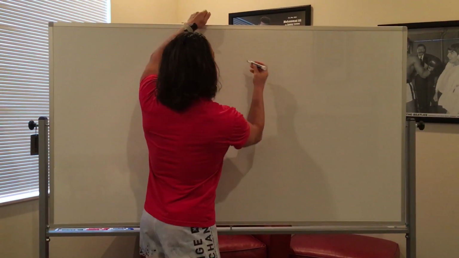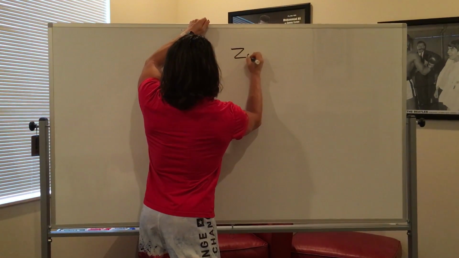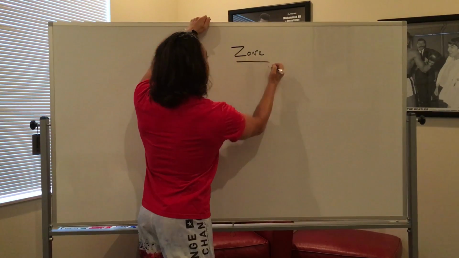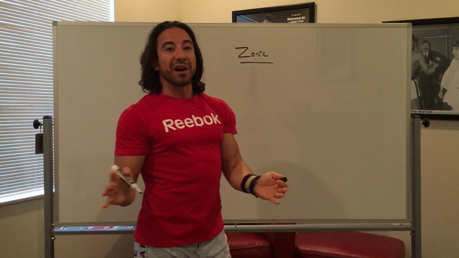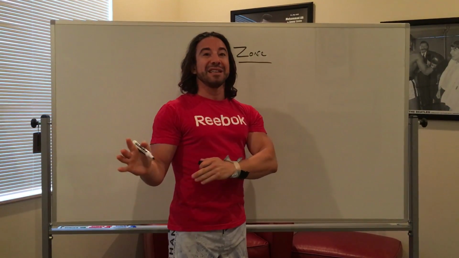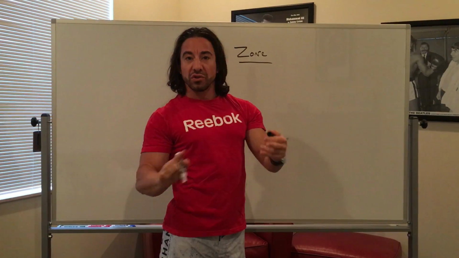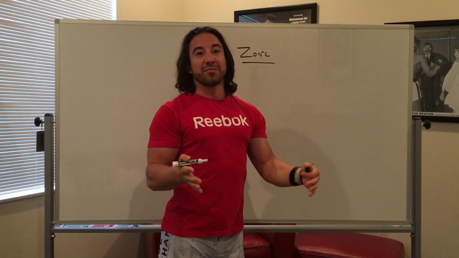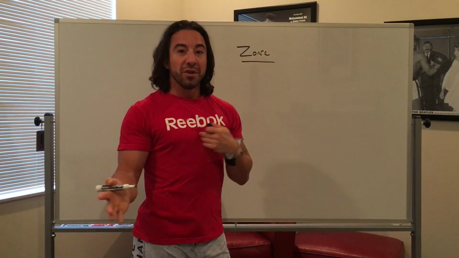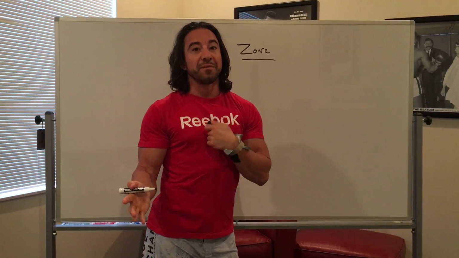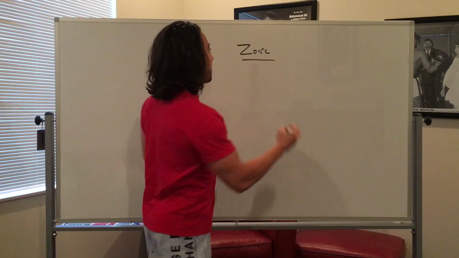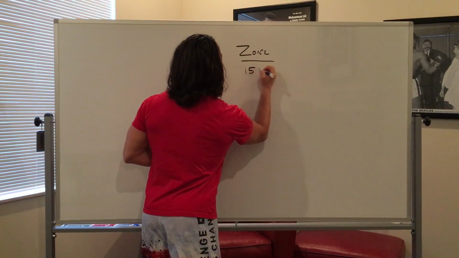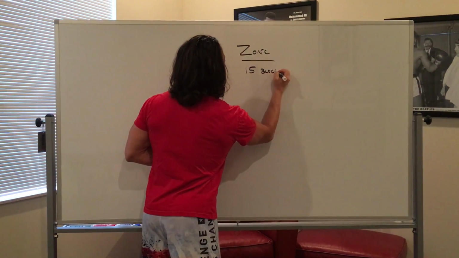So the zone is a block system. Dr. Barry Sears created the zone, and it's based on a block system, whereas in flexible eating, you get a prescription for macronutrients: protein, carbs, and fats. In the zone, you get a set number of blocks. I'm going to use an example where I started with the zone of 15 blocks, so you get 15 blocks over the course of the day.